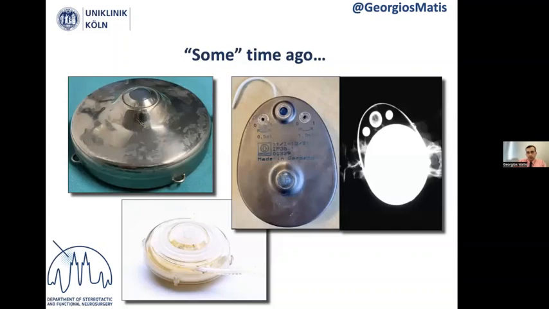And a little bit of history of neuromodulation. Some years ago, we started with such pumps.